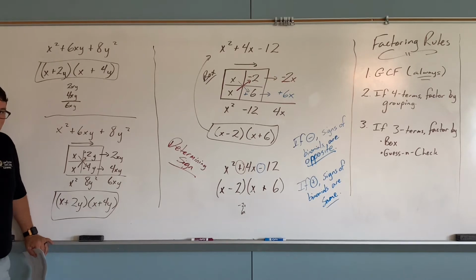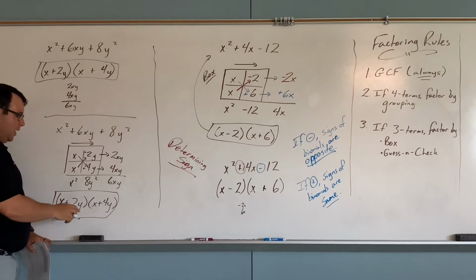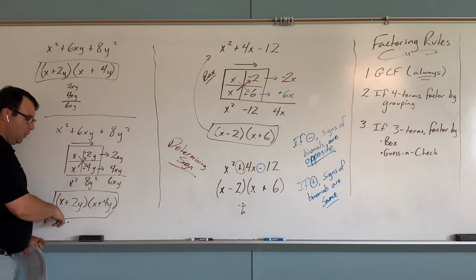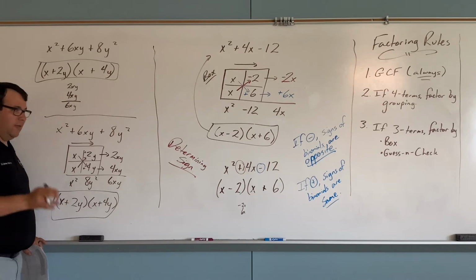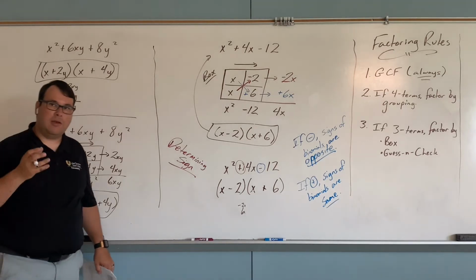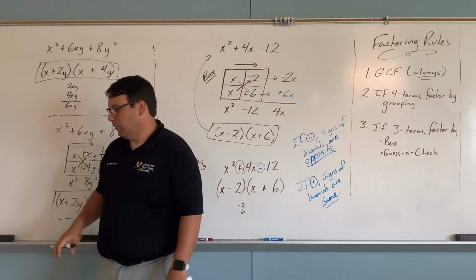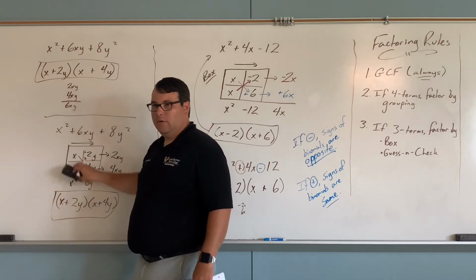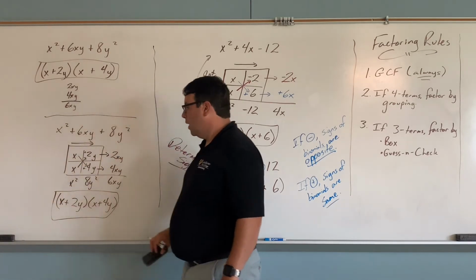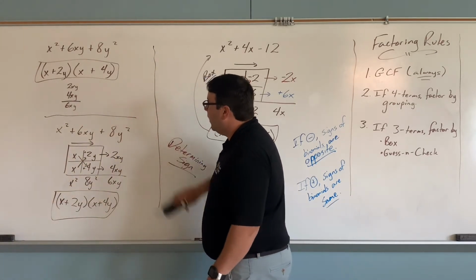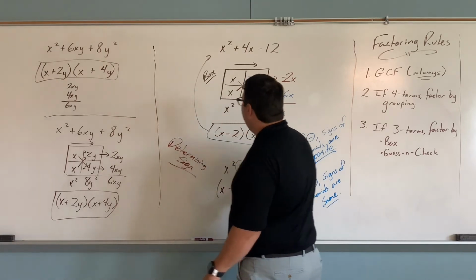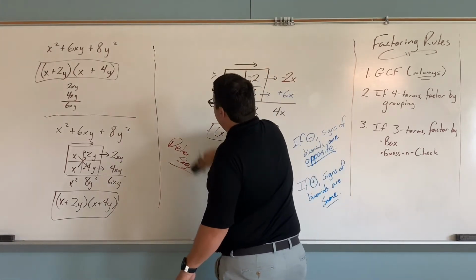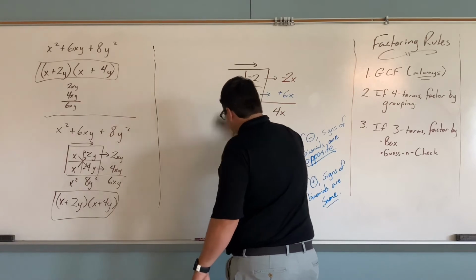So either method will work for you. It's a matter of preference. Sometimes I get the question of, hey, what happens if I got x plus 4y over here, x plus 2y over here? Is that different? No. Again, you can multiply in any order. So all you're doing is changing your order of multiplication there. But again, either way, guess and check or box, both will work, providing the problem is factorable.